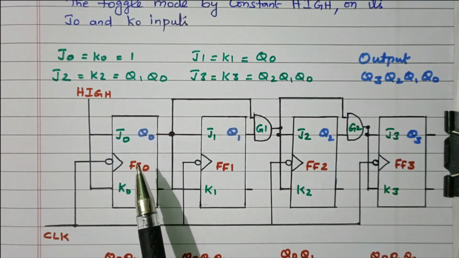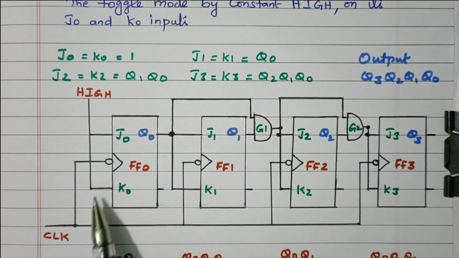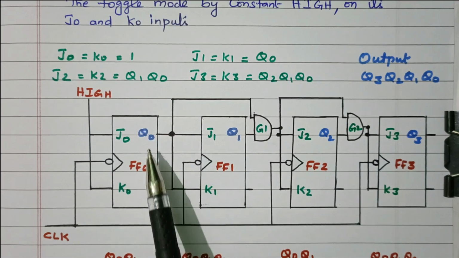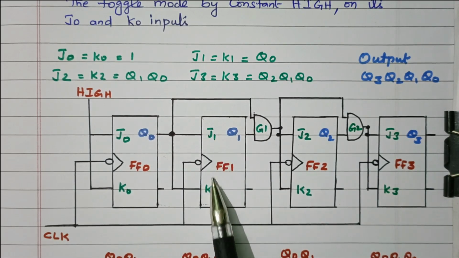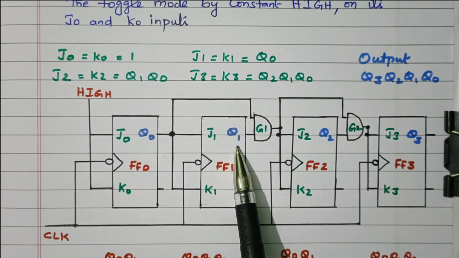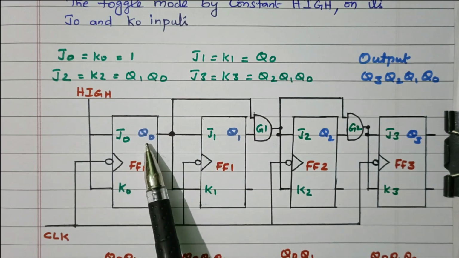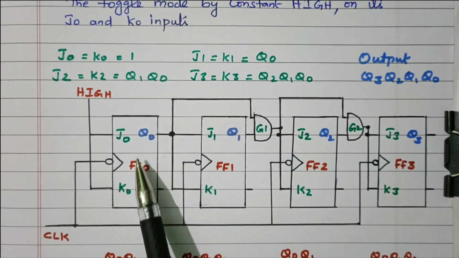In order to get the up counter, the first flip-flop output should toggle, so high is always connected to the first flip-flop's J0 and K0. What about the second flip-flop? The output of the first flip-flop, Q0, is connected as the J1 and K1 input of the second flip-flop. So whenever Q0 is 1, Q1 will toggle. When Q0 is 0, there is no change in the output. J1 and K1 is nothing but the output of the first flip-flop, Q0. Based on the Q0 value, the Q1 value will change. Q1 will toggle whenever Q0 is 1.